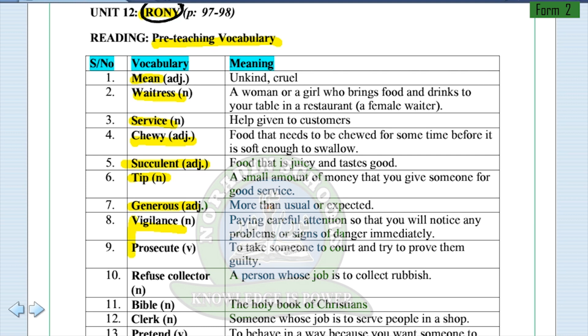Prosecute: to take someone to court and try to prove them guilty. For example, if the police arrest someone, they don't send them to prison, they don't send them to jail before he has to be taken to the court. He will be convicted or acquitted. He will be guilty or he will be innocent. This is prosecute.